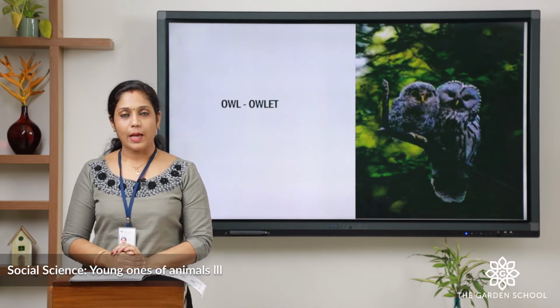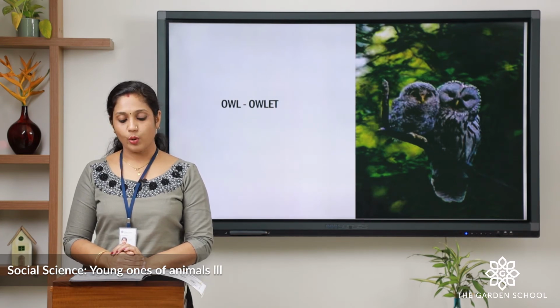We can see match the baby animals to their parents. In row A, you can see ducklings, kitten, puppy and calf. In row B, you can see cow, dog, cat and duck. Now we have to match it.